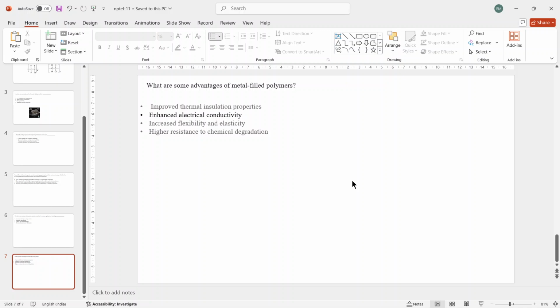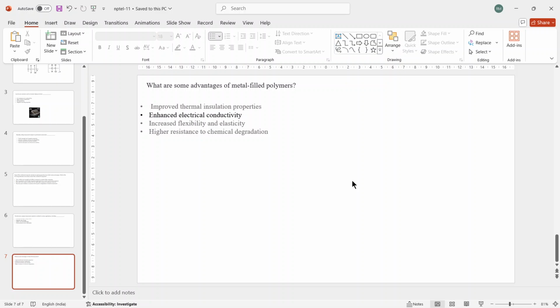Second is enhanced electrical conductivity. Yes, definitely. Since we are filling the polymer with metals, we will have more electrons for the conduction of the electricity. So that's why enhanced electrical conductivity will be there. And then increased flexibility and elasticity. No, this is false because the elastic part of the polymer itself will be filled with the metals. So that's why it won't be more flexible. It will be quite rigid and it won't be as elastic.